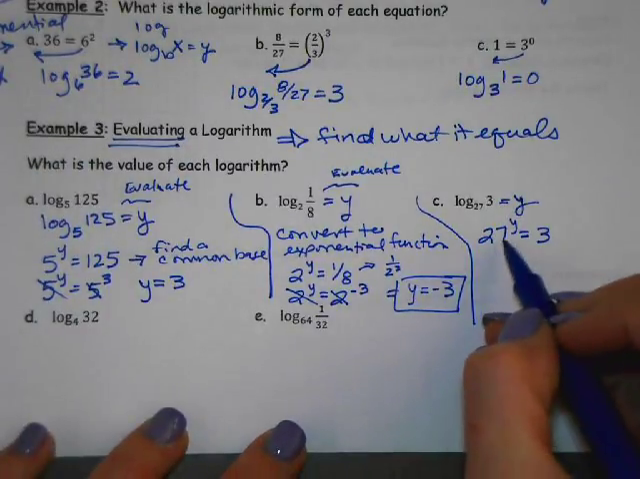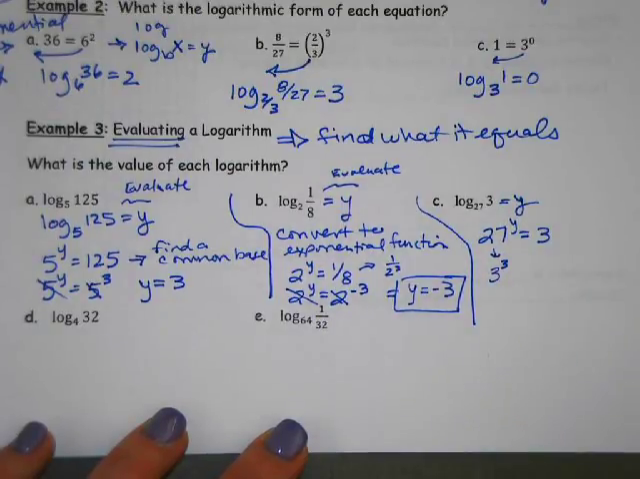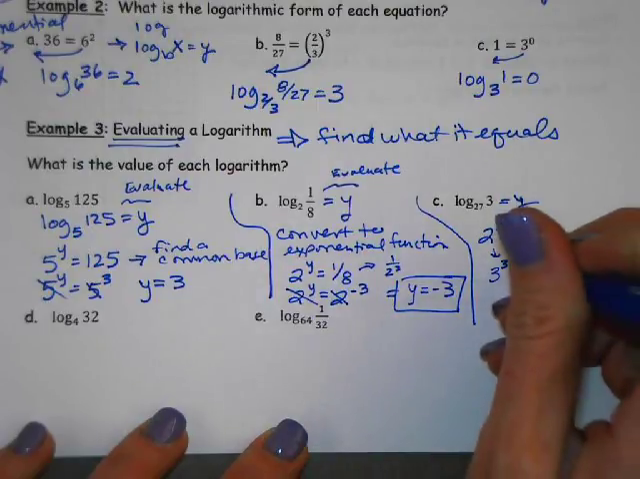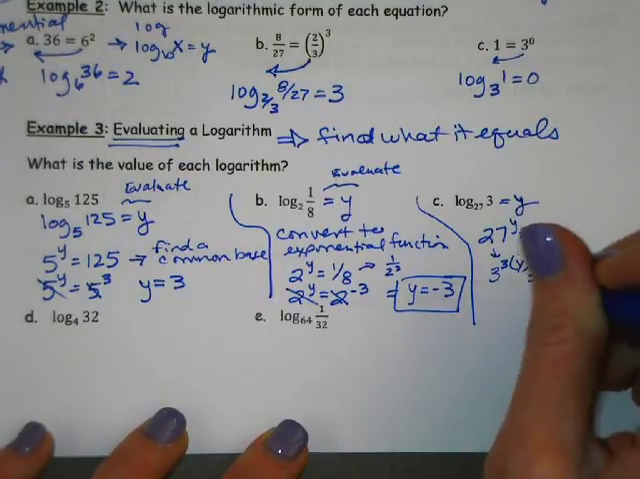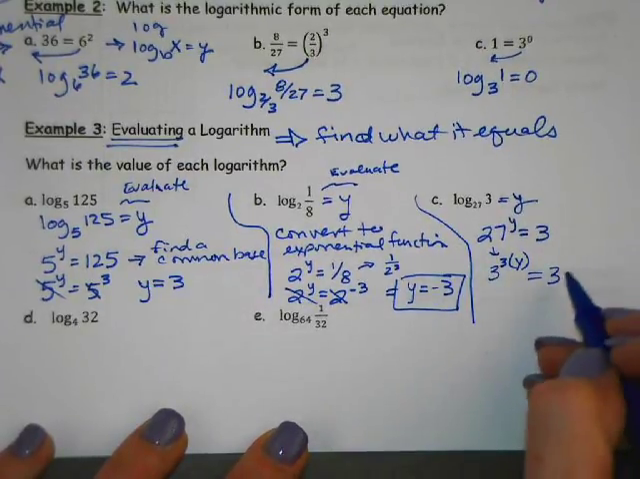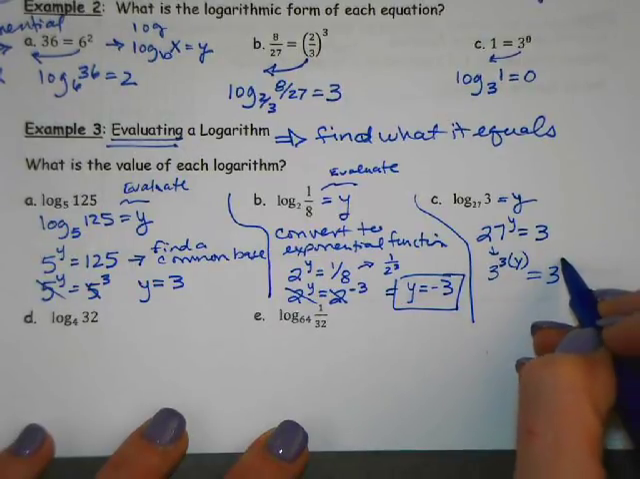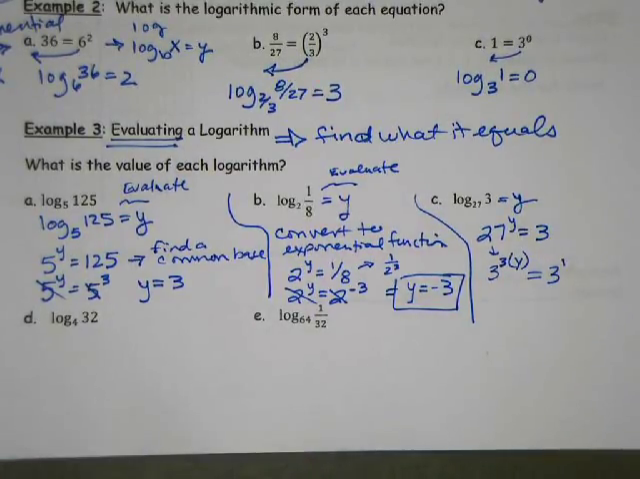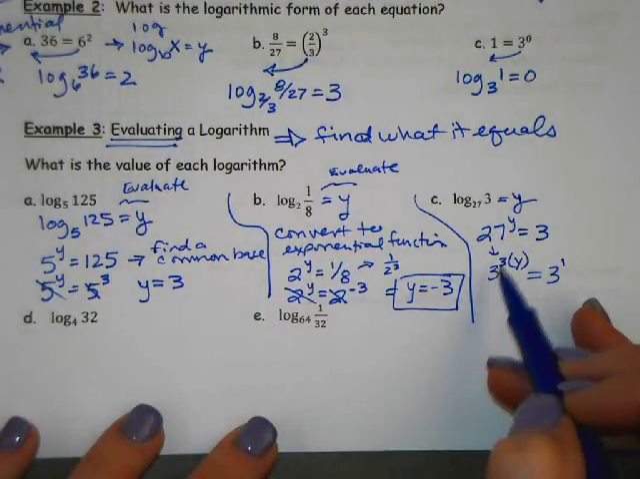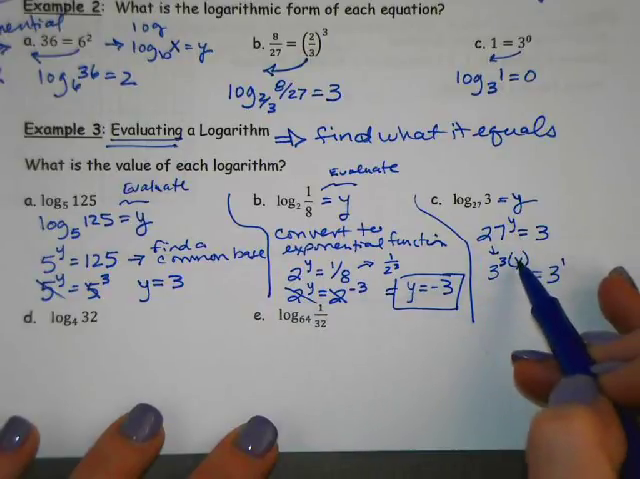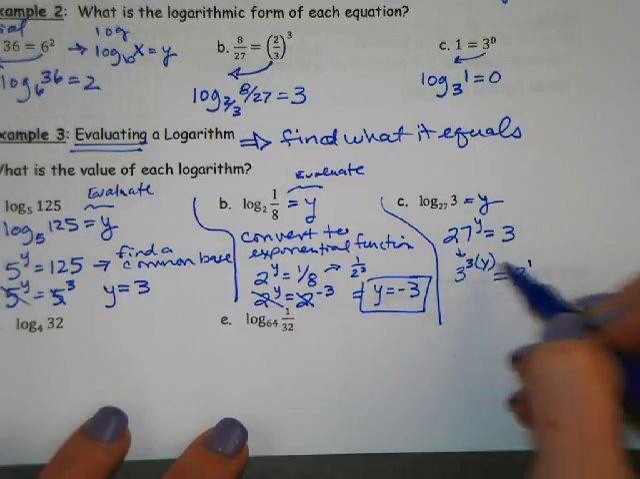So 27 can be rewritten as 3 cubed, correct? And that's raised to y, you don't want to lose that y, and that's going to equal 3. And what is 3 when you have no exponent? What's the implied exponent? 1. So I'd put that there. So 27 gets rewritten as 3 cubed, and then that y comes down, so don't lose that y. Anything being raised to a power still gets multiplied.